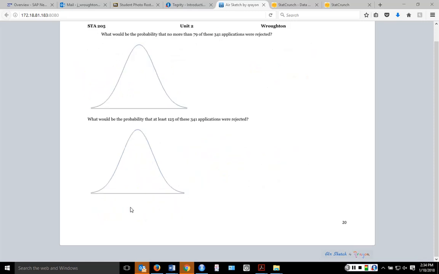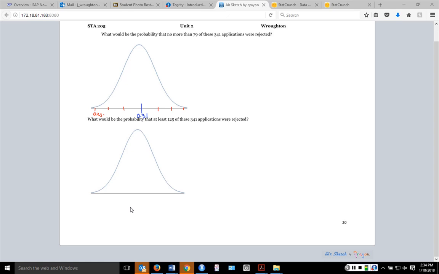So let's do some probabilities. Let's find the probability that no more than 79 of these 341 applications are rejected. I'm going to start by putting those same numbers along the bottom, because I haven't changed anything else in my setup here.